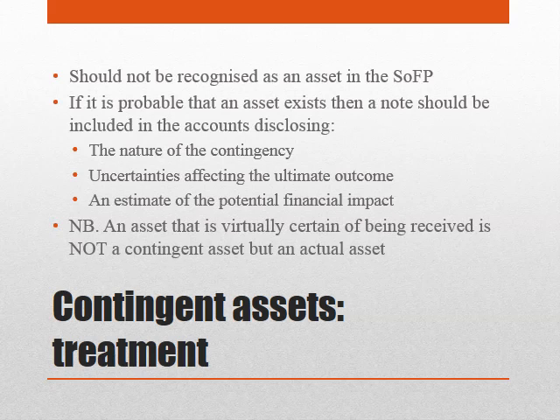I would just make it clear that where we're virtually certain of receiving an asset, this is never a contingent asset. But it should be treated as an actual asset.